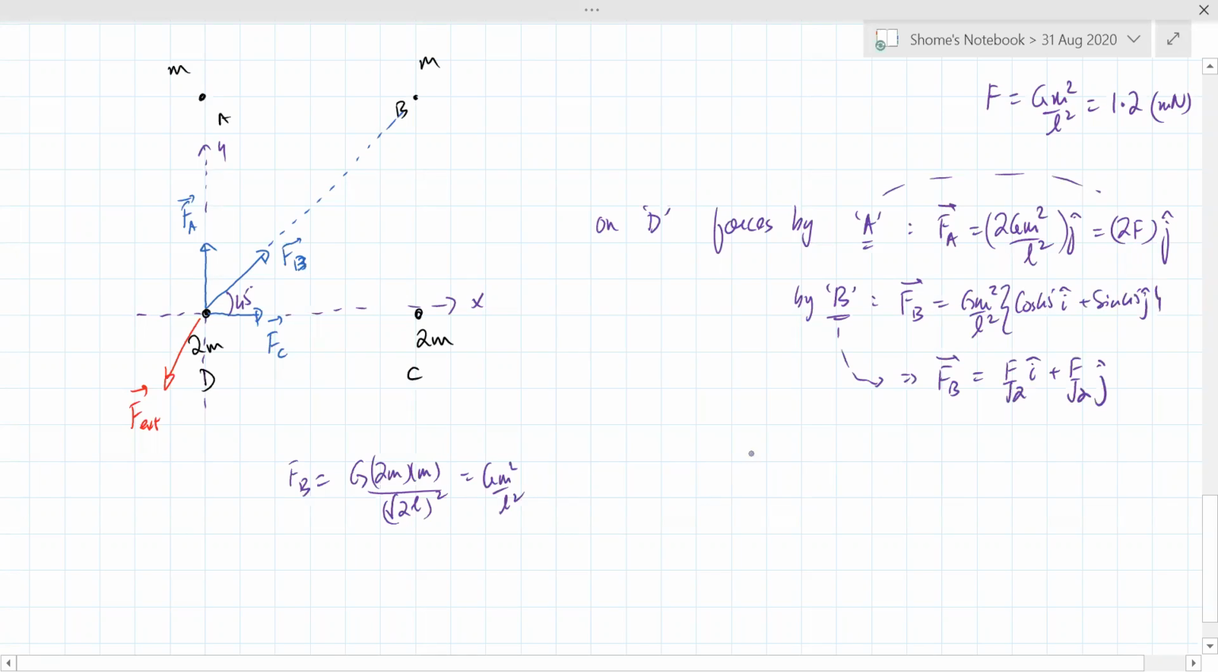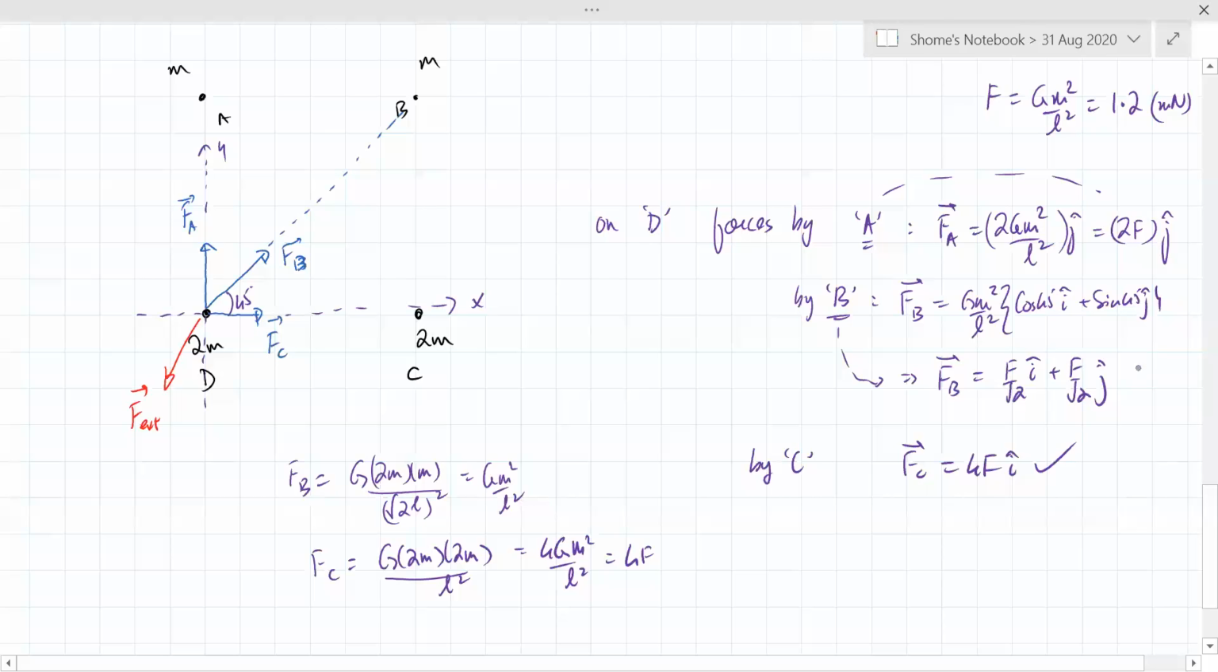Now the force applied by C, this is the one which will become different. The force applied by C is a pair of 2m and 2m. You can see the magnitude of the force will become G into 2m divided by L square. So it's 4Gm square by L square, or it's 4F. So this one will become 4F I cap. So now I have found the force applied by C, I found the force applied by B, and I found the force applied by A.